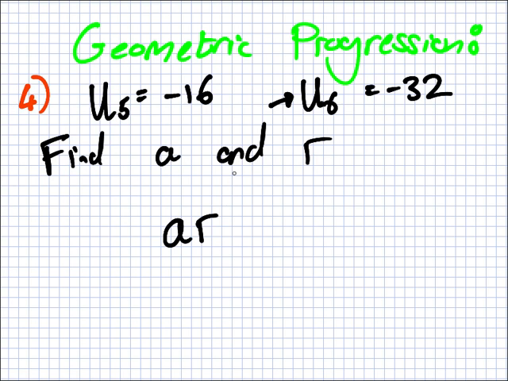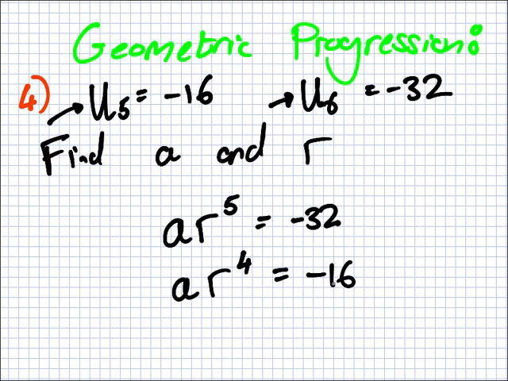So, 6. A R to the 5 equals minus 32. Now we look at this one. This is the 5th term. So what would be the formula here? It would be A R to what power for the 5th term? 4. And that should equal minus 16.